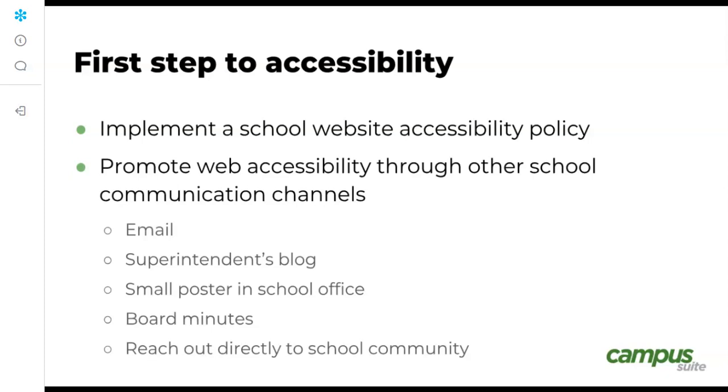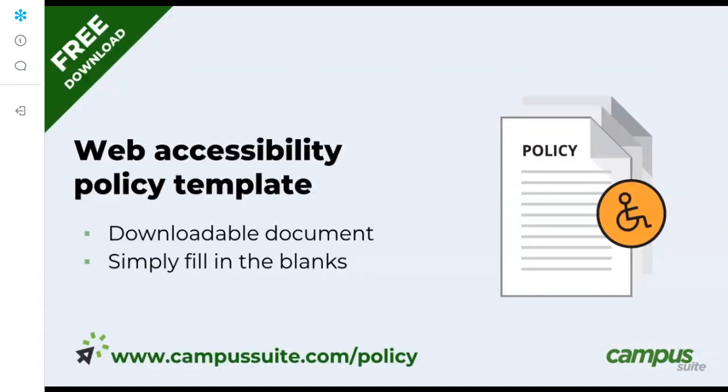But once you have that in place, you want to promote that policy through other school communications, and not just let it reside on your website. To get your very own accessibility policy in place and up and running, simply go to campussuite.com/policy. We have a downloadable template. All you need to do is fill in the blanks and you're ready to go.